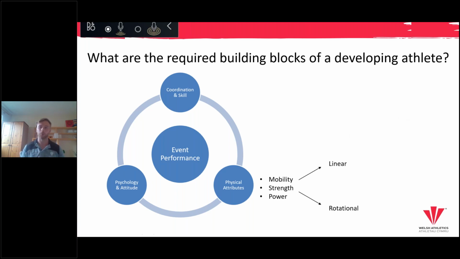But even in things like sprinting and jumping, sprinting, often people think of that as a linear movement, it's straightforwards in a straight line. But in fact, obviously, we're working one limb at a time. So there's going to be rotational or resisting rotational forces aspects of that movement too.